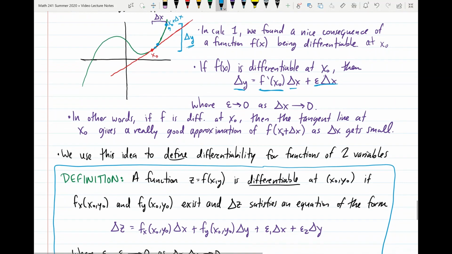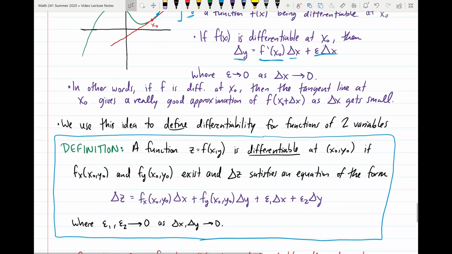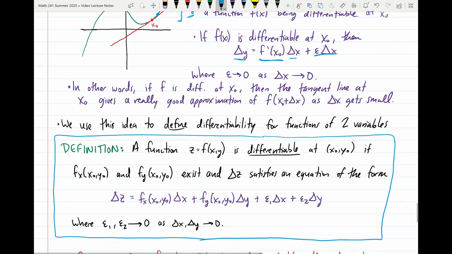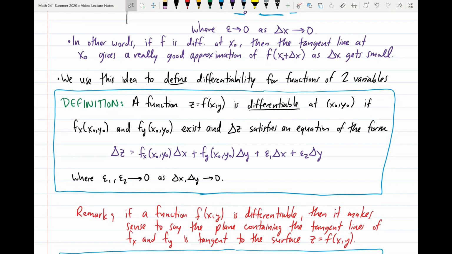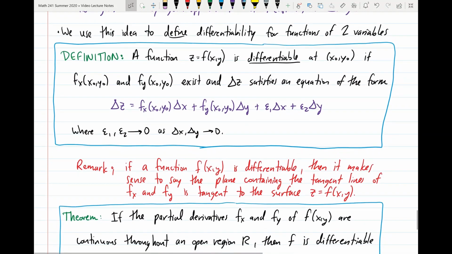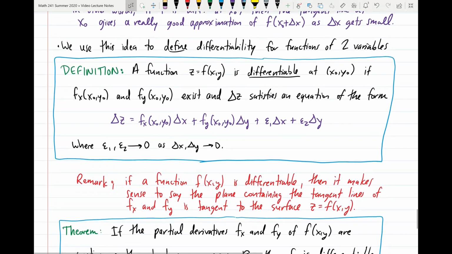And for functions of 2 variables, we are actually going to use this nice consequence of differentiability from Calc 1 to, in this case, define differentiability for functions of 2 variables. So I'll just state the definition here. I don't expect to use the definition a ton in this chapter or even in the rest of the course, but I'll state it here.